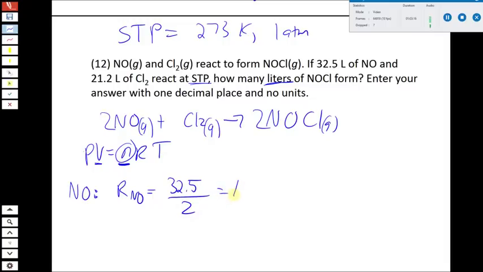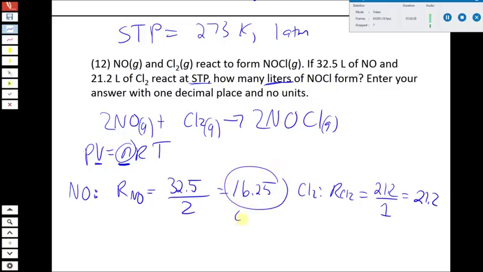So we get 16.25. And then for Cl2, to find its stoichiometric ratio, we take the volume of Cl2, which is 21.2 liters, divided by the coefficient, which is 1, and we get 21.2. And the smaller of these two, just like it would be if we were dealing with moles, gives us the limiting reactant. So this number is smaller, so we know that NO is the limiting reactant.